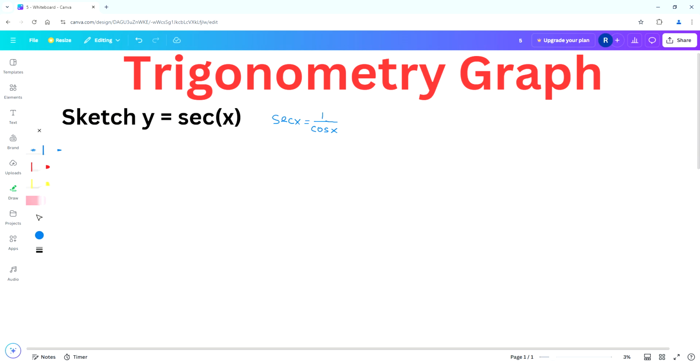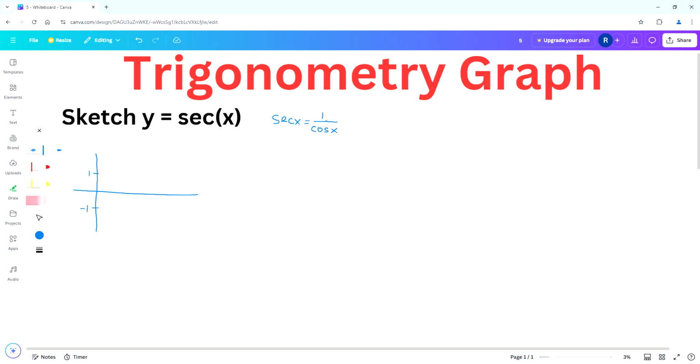So the graph of secant x is derived from the graph of cos x. This is a very important concept we need to understand and memorize to graph a secant function. Let's start by sketching the cos x function. The maximum value for cos x is 1. The minimum value is -1.